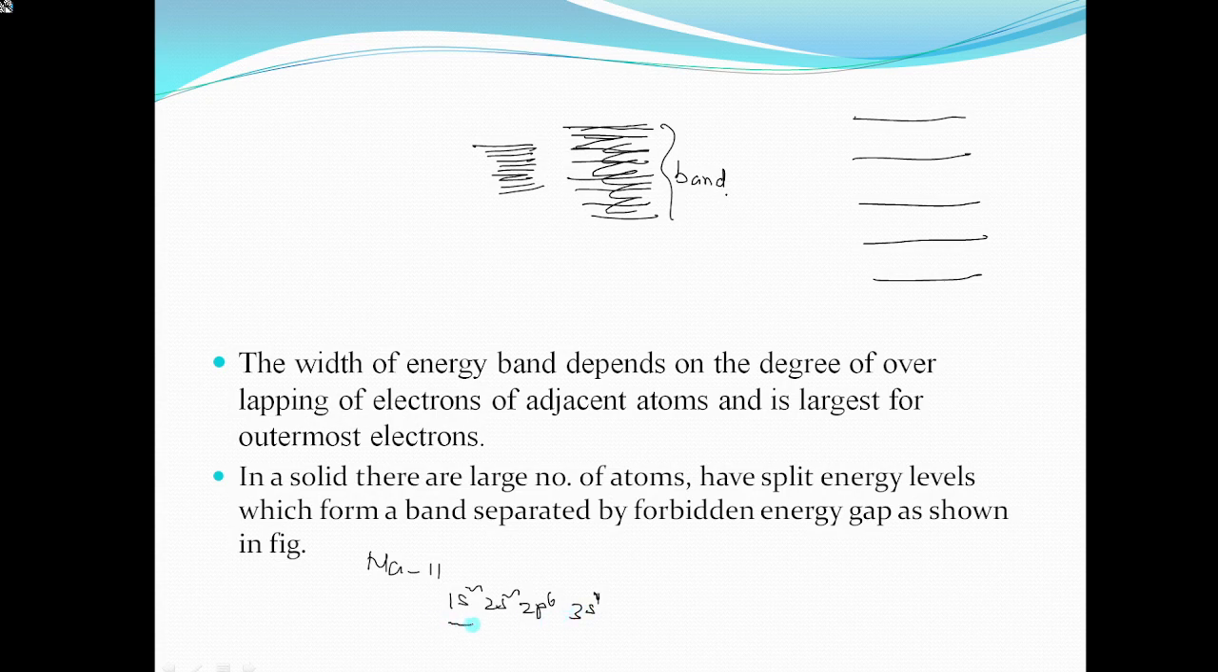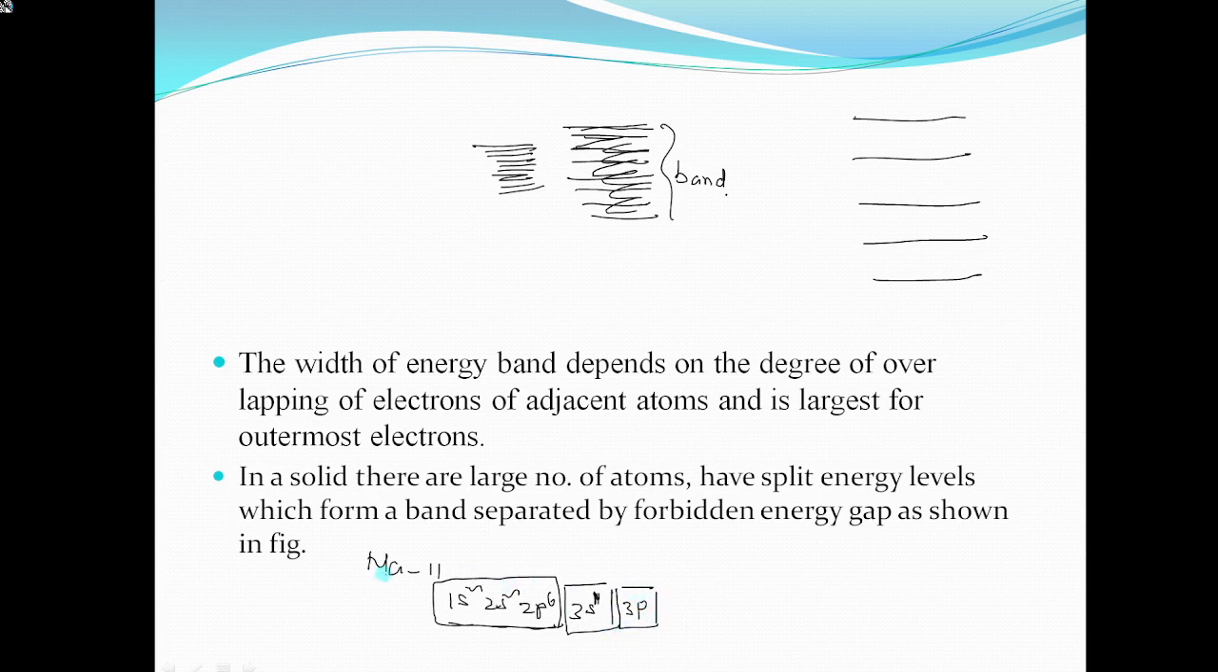Now 1s2, 2s2, 2p6, these we call inner electrons. The important one is the valency electron. So 3s1 is the valency electron. If you give energy, what happens? This electron jumps from the 3s level to the 3p level.